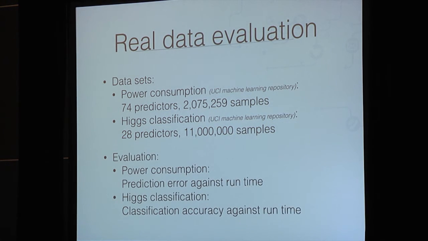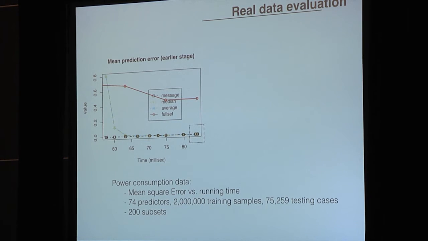The evaluation method we use is the prediction error against runtime. It's like you run your algorithm for a while, and we stop, and we see how good your algorithm is going to predict for the test cases. For the power consumption data, we use the first 2 million as the training samples and the rest as the testing cases. And we partition the data into 200 subsets. So the picture shows the prediction error versus runtime.